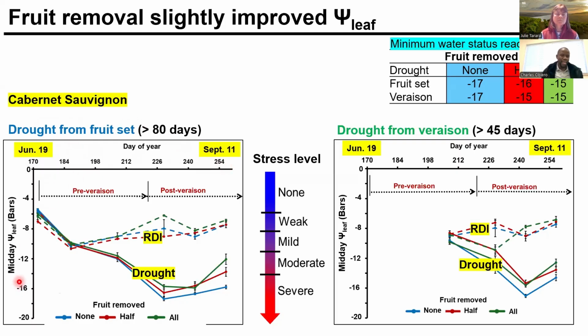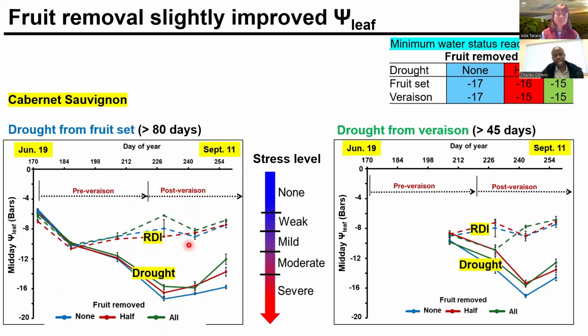Now, on the y-axis, I have the midday leaf water potential in bars. And then we have pre-veraison, just before veraison, and post-veraison. To understand, the green ones are where the fruits were not removed from the vines. The red colored lines are the vines that had half of the fruit removed, and the blue ones are the ones where all the fruits were removed. The industry standard is at the top here, which is all the dashed lines, and full lines are all drought.